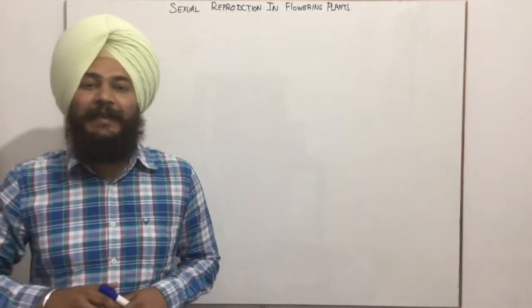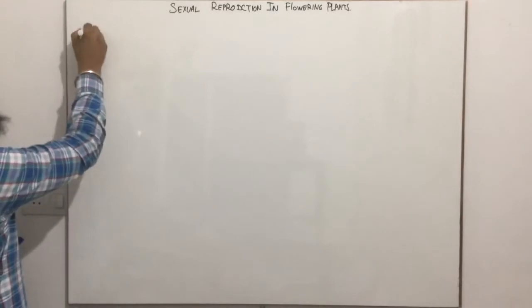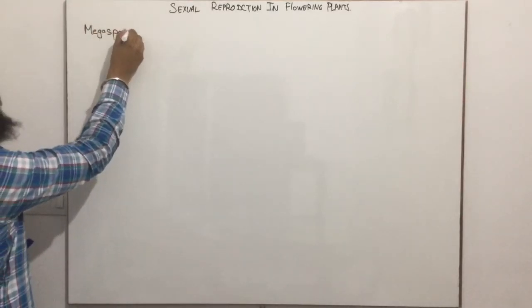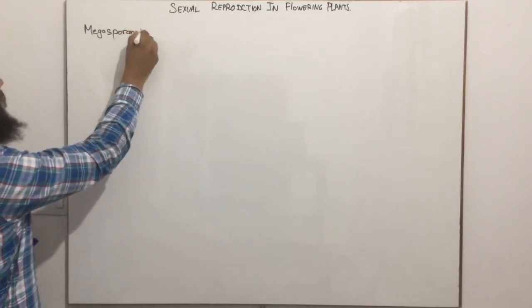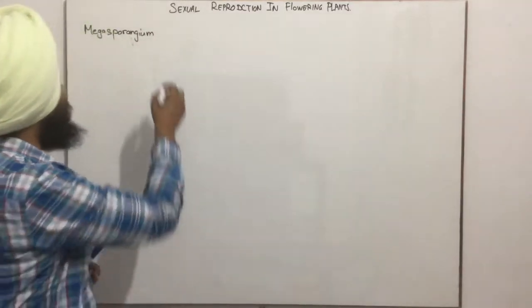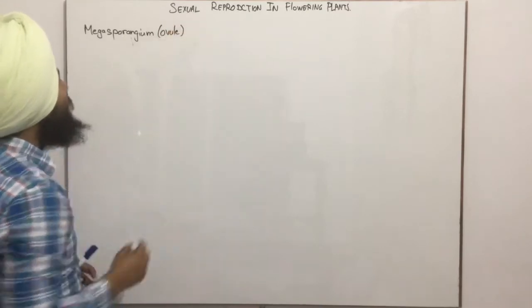After pistil, next we have the megasporangium. Megasporangium can also be called the ovule.